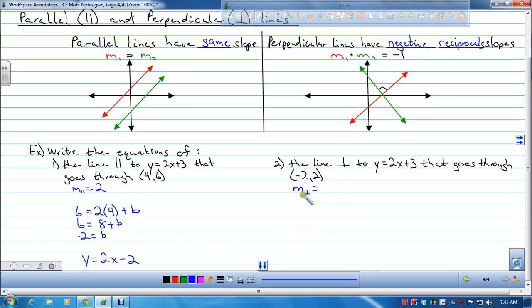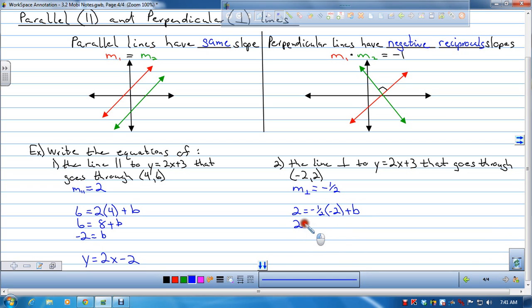Okay. The slope of the perpendicular line, well, what's the reciprocal of 2? The reciprocal of 2 you should know is 1/2. So the negative reciprocal of 2 is -1/2. And now I'm going to do the same procedure here. I'm going to plug in values. So I have y equals mx plus b. My y value is here. My m value is here. My x value is here. And I do not know what b is.